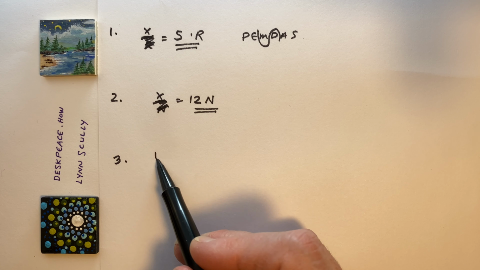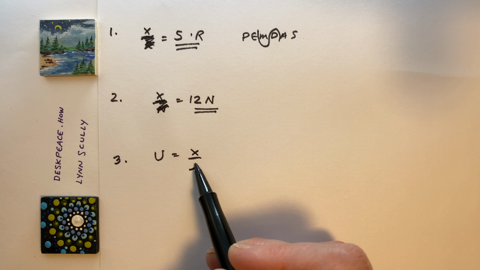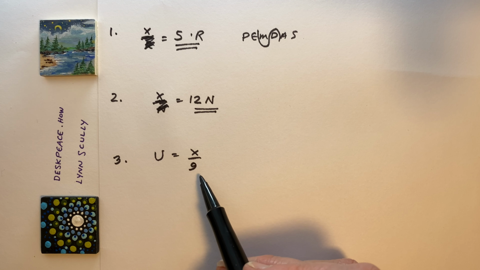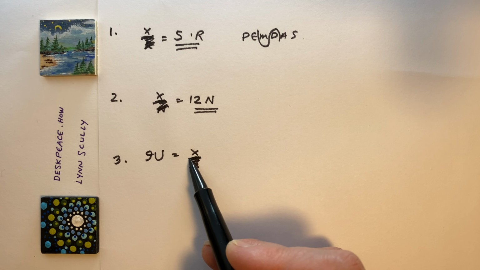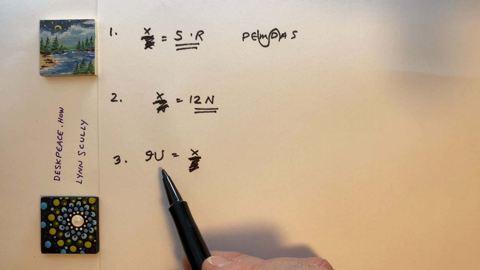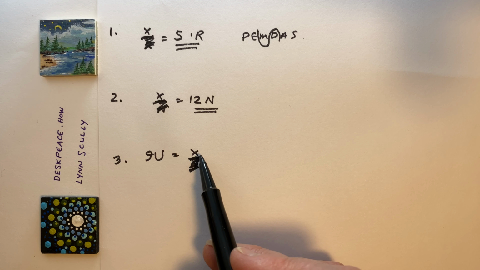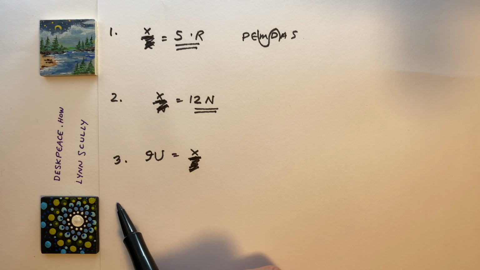Number 3, u equals x over 9. I want to get x alone. 9 is attached by division. Move it by multiplication to the other side of the equal sign. My x is alone, and the answer is 9u. I have solved for x in terms of u.